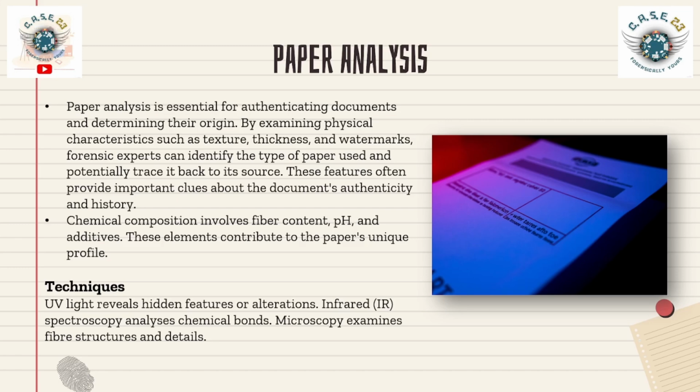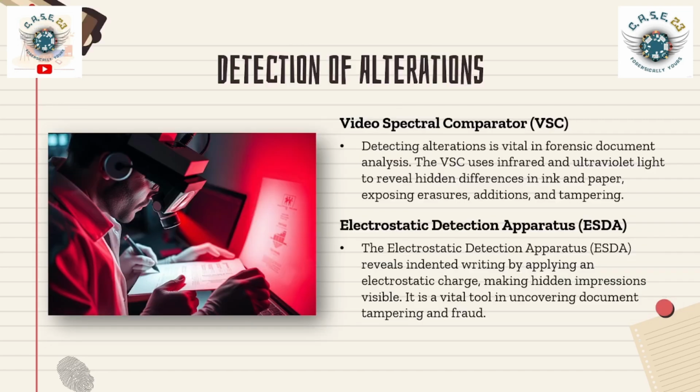So UV light can reveal hidden watermarks or alterations that are not visible in normal light. And infrared spectroscopy can show the chemical bonds in the paper, helping identify its makeup. And lastly, microscopy is used to look at tiny fiber structures or any unusual patterns. So let's move on to the other type of analysis, that is detection of alteration.